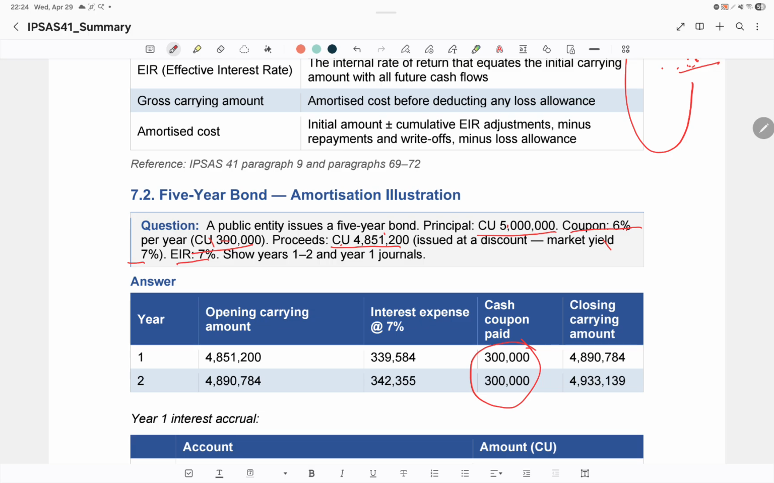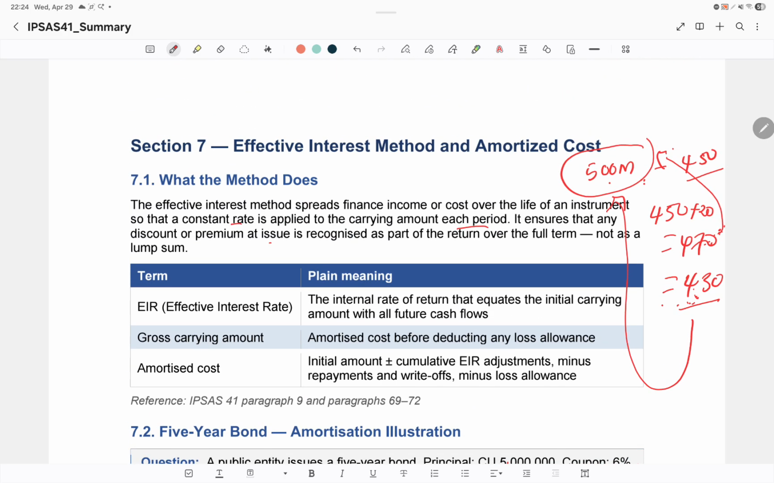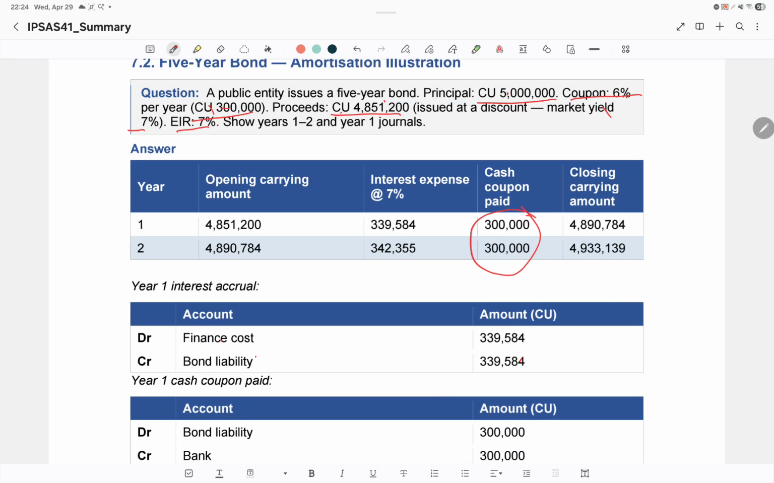So what did we say? The effective interest method spreads the finance income or cost over the life of the instrument, so that there is a constant rate applied to the carrying amount each period. It ensures that any discount or premium is recognized as part of it. So the internal rate of return equates the initial carrying amount to all future cash flows. That's what IRR typically is.